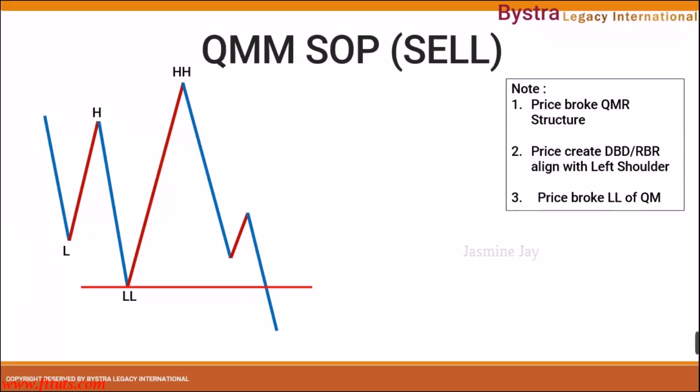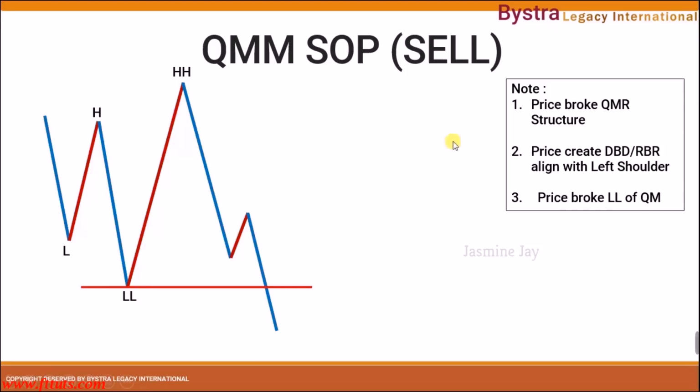Let's look at the SOP for QM manipulation for a sell setup. As we can see here, there's a structure for QM, which is this one: the low, high, lower low, higher high. Normally on the QMR, we always sell aligned with this left shoulder. Instead, the price didn't react to this left shoulder, made a base drop, continued downwards and broke this lower low, the QM head structure.